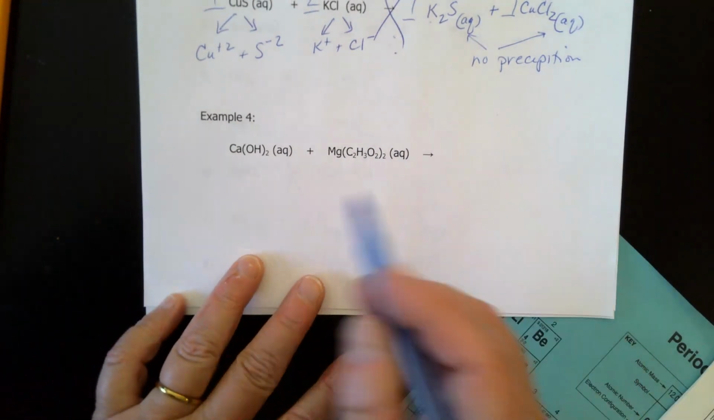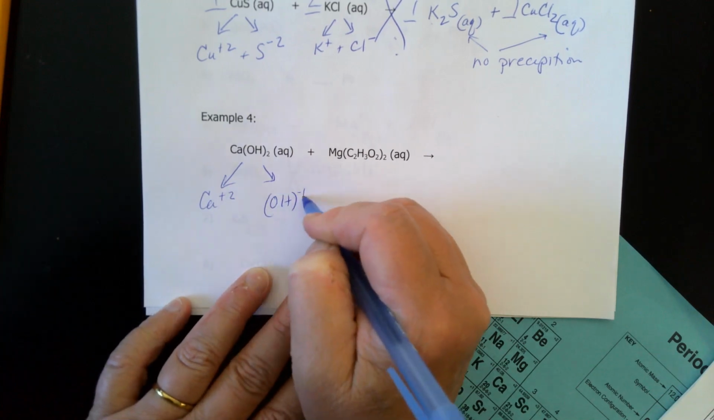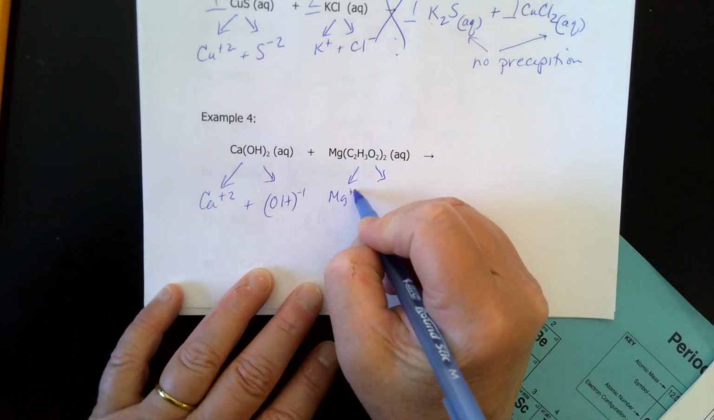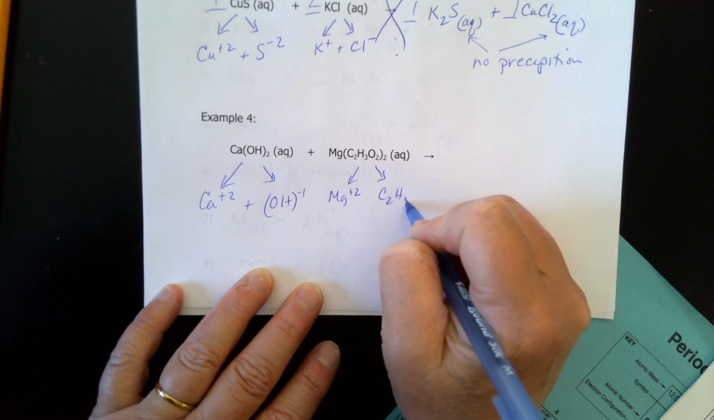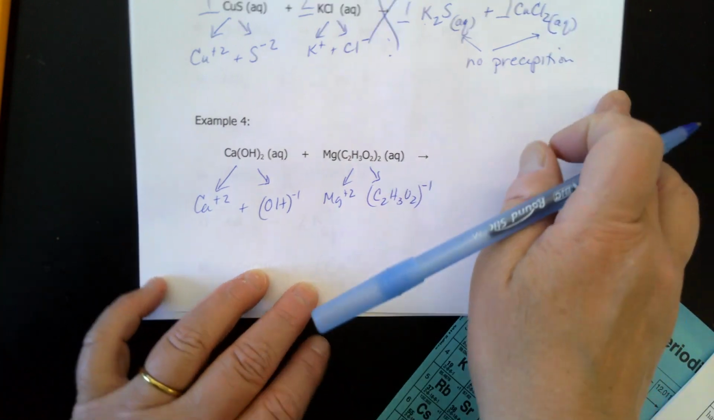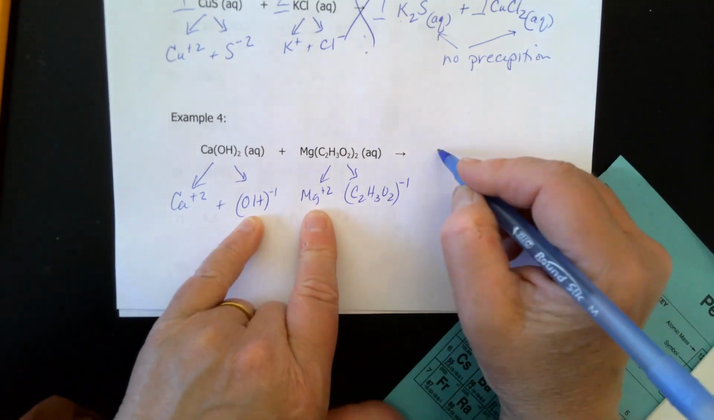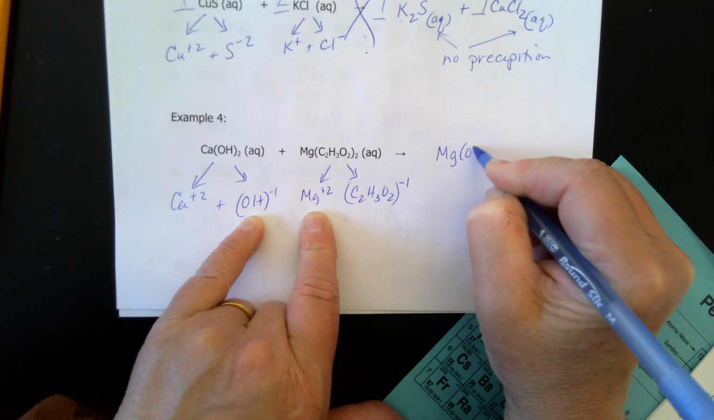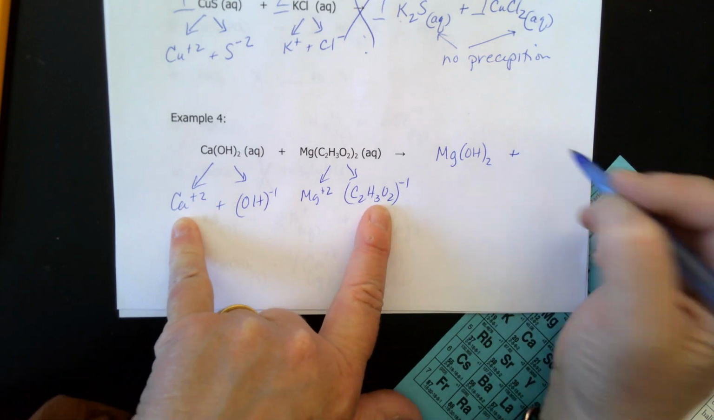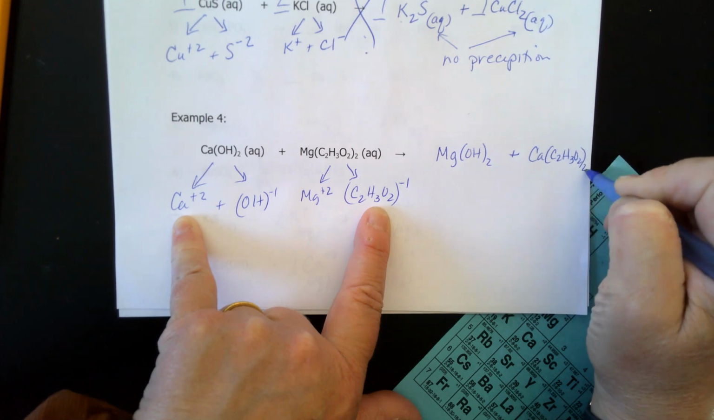Last example, we've got calcium plus 2 ions, hydroxide minus 1 ions. In our next reactant, we have magnesium plus 2 ions, and we have acetate ions, C2H3O2 minus 1. All of those can be found on reference table E if you're not sure where those came from. Making our new combinations, I'm going to put magnesium together with hydroxide, so that's going to be Mg(OH)2 plus. I'm going to put the calcium together with the acetate and get Ca(C2H3O2)2.